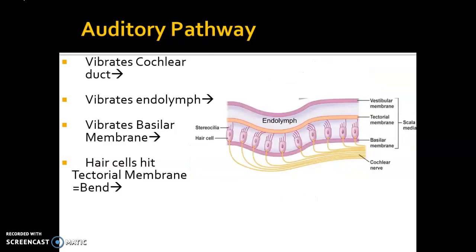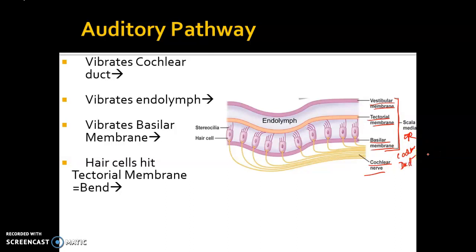As the hair cells bend, right here we see another representation. We see the vestibular membrane, we see the basilar membrane, and we also see the gel-like tectorial membrane. We do see the hair cells, and we also see the axons of the hair cells forming the cochlear nerve. And the whole thing, scala media or cochlear duct, is the same thing.